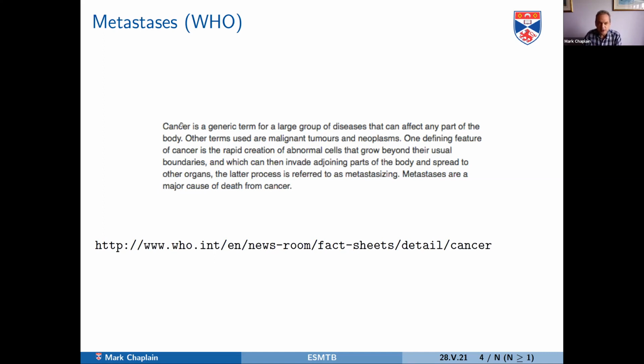And this is the World Health Organization description of cancer. It's a generic term for a large group of diseases that can affect any part of the body, because any cell can go cancerous and develop into a cancer of wherever the cell comes from. And then a defining feature is the rapid creation of abnormal cells. That's the excessive proliferation, which can invade locally into the tissue and then spread to other organs, and that's the metastatic part. And then the final sentence is the key here. Metastases are a major cause of death from cancer. So it's the spread that really complicates treatment and makes it difficult to cure.